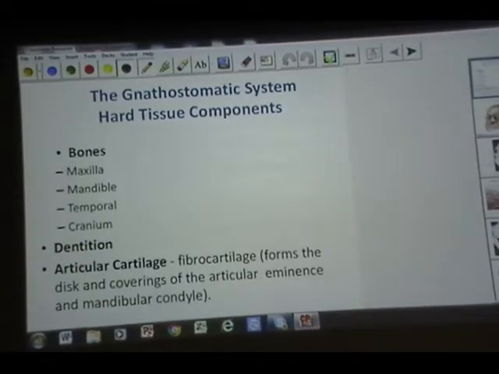So we have hard tissues. Obviously bone is a hard tissue, cartilage is a hard tissue. We have the maxilla, the upper jaw, the mandible, the lower jaw, the temporal bone. The temporal bone is part of the hard tissue because it contains this depression that we call the glenoid fossa or mandibular fossa, which is covered with cartilage, as well as the condylar head, which allows for the movement of the mandible in relationship to this upper component, the skull and the cranium.